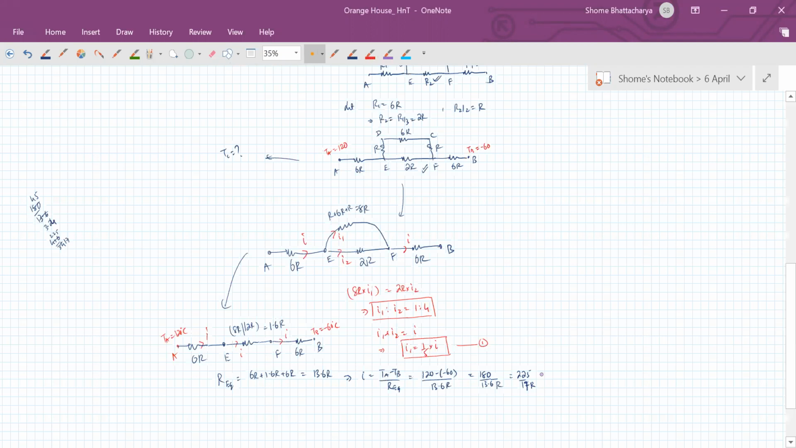So now look very carefully what we will do. We will substitute this value of current in this diagram first to find temperature at the point F. So we can see that temperature at F minus temperature at B divided by 6R should be equal to this current I. So temperature at F is unknown, but temperature at B was minus 60 divided by 6R should be equal to 225 divided by 17R. Okay, so from this we can see that temperature at F will become 225 by 17 into 6 plus minus 60.